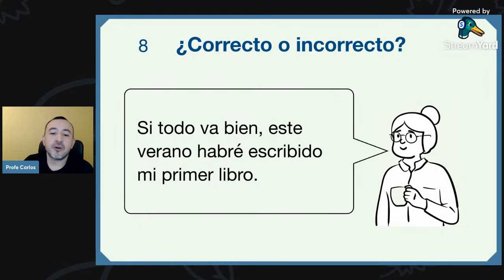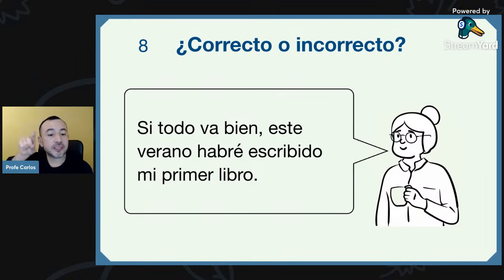¿Correcto o incorrecto? Si todo va bien, este verano habré escrito mi primer libro. So if this is correct, leave it as it is. If this is incorrect, go on and tell me why this is incorrect. You can do this. I believe in you.